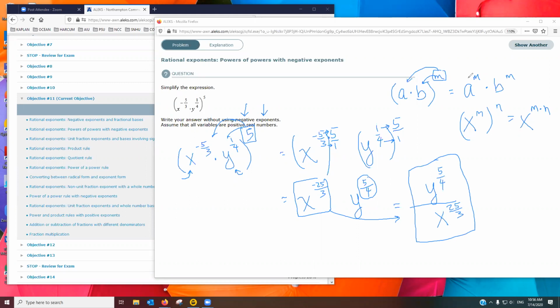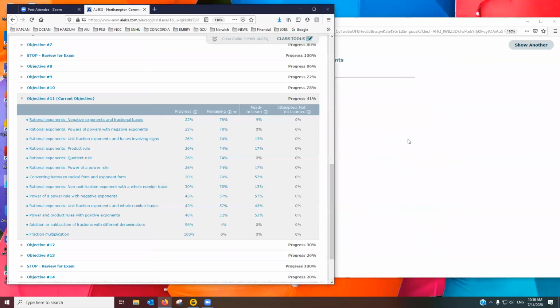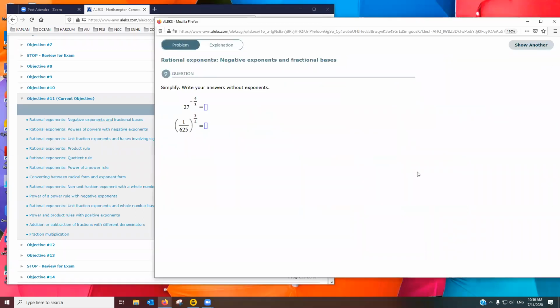All right, let me do one more example here. Let's take a look at this one. All right, this one says simplify and write your answers without exponents. All right, so why don't we do the bottom example first, maybe? Let's do this one. This one might be a little easier. So it's telling me 1 over 625 to the exponent 3/4.